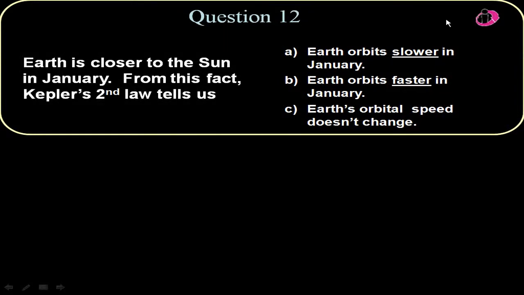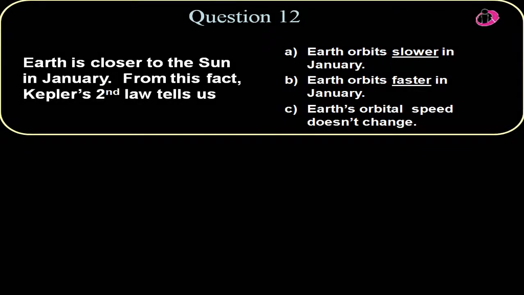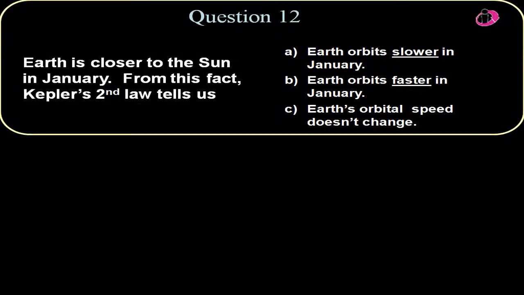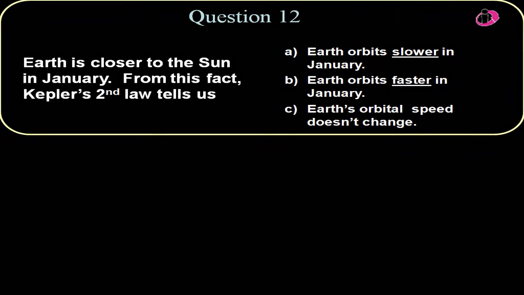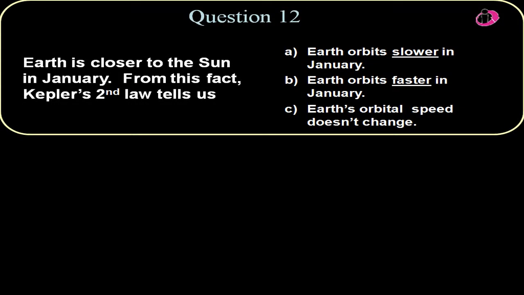Question 12. The Earth is closer to the Sun in January. From this fact, Kepler's second law tells us, well, if the Earth is moving in an elliptical orbit from the first law, and if it's closer, that means it sweeps out more area in equal amounts of time, it must be doing it faster when it's closer to the Sun, because the pie of area is wider in that instance. So the Earth is moving faster in January than it is in July.